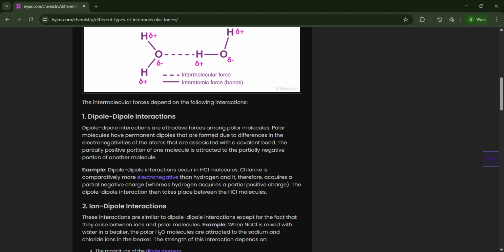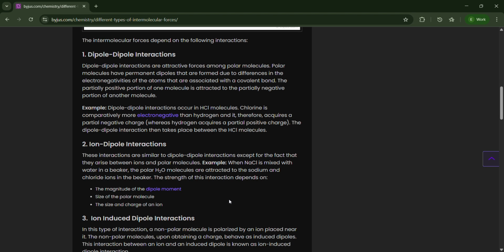Chlorine is comparatively more electronegative than hydrogen and it therefore acquires a partial negative charge, whereas hydrogen acquires a partial positive charge. The dipole-dipole interaction then takes place between the HCl molecules.